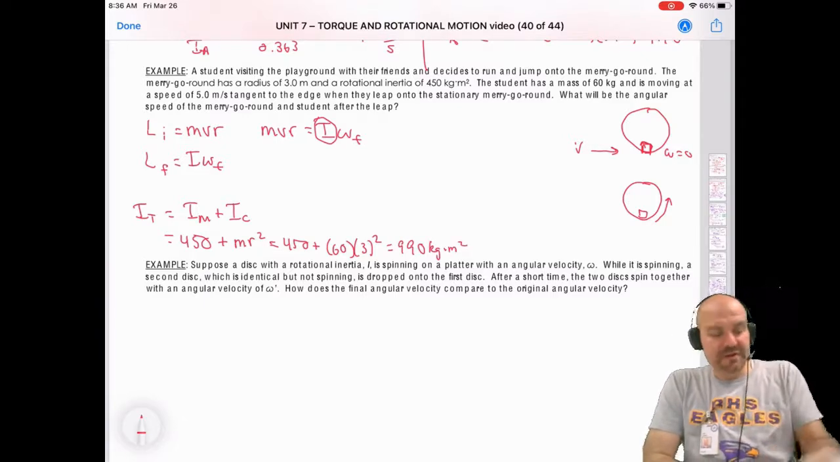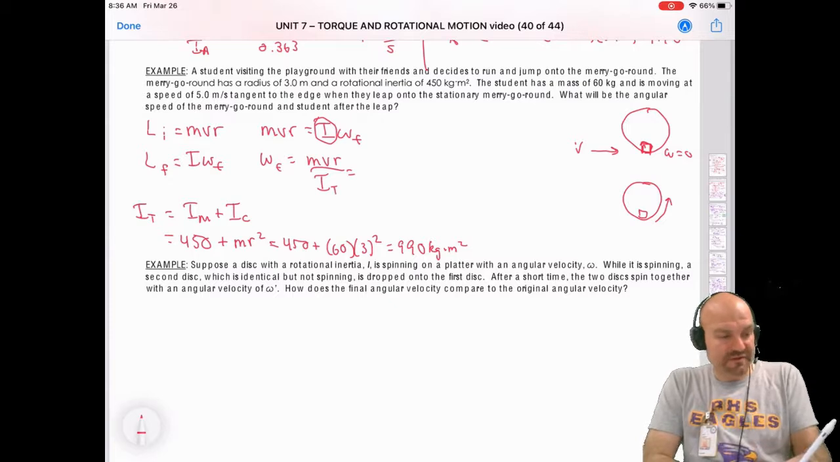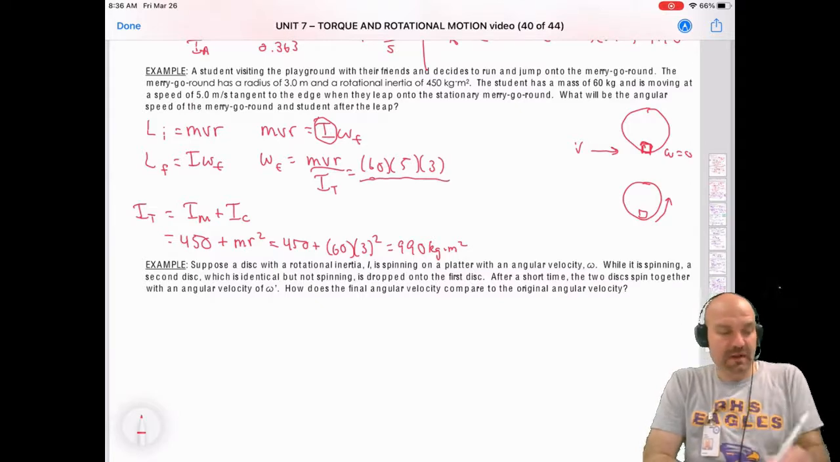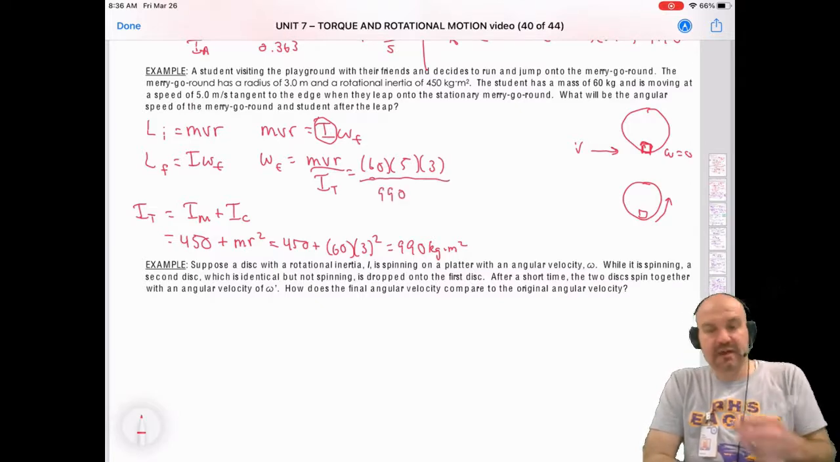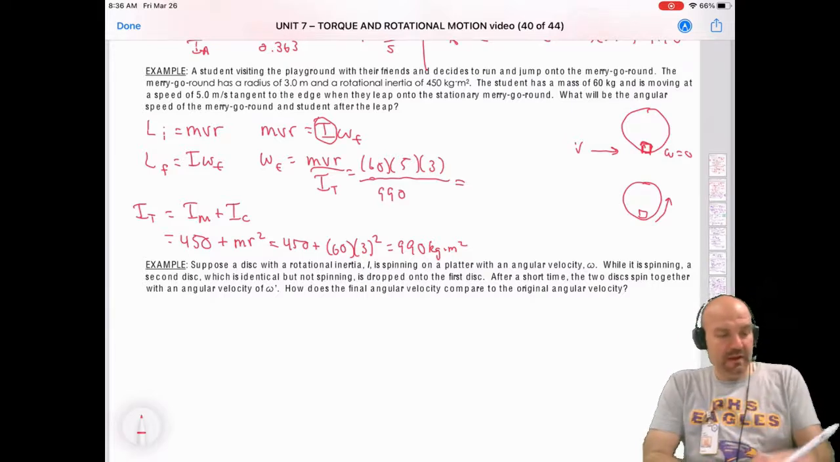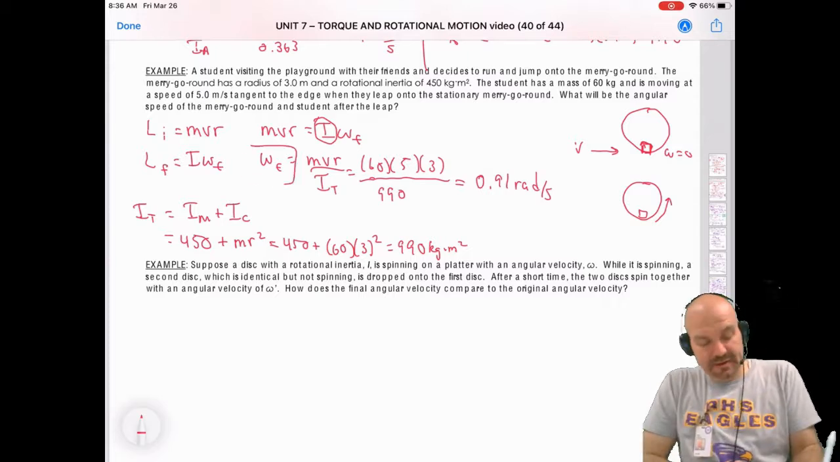Okay. And so now we have all the information we need. So we're going to do MVR over I total, right? And so this is going to be 60 times 5 times 3, because that's the child, right? Over 990, which is the moment of inertia of the system, right? And so it's going to be moving at 0.91 radians per second.